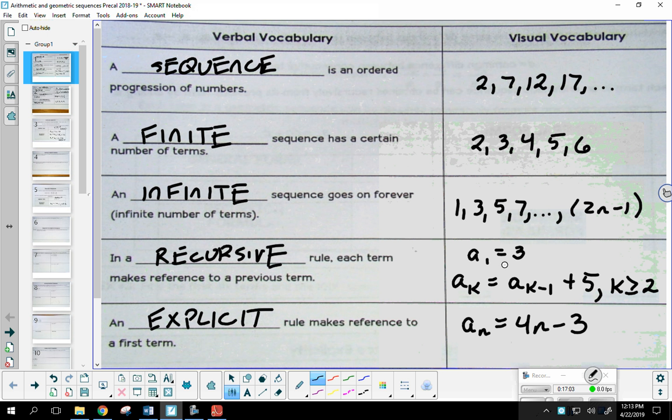Okay, so with recursive, though, there's always a couple things you have to give. You need to give the value of the first term, okay? And you need to give a restriction: k has got to be greater than or equal to 2.